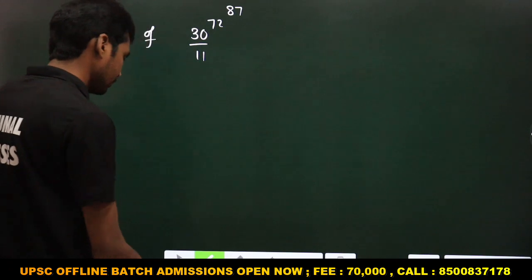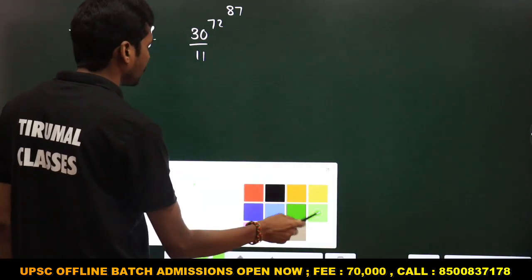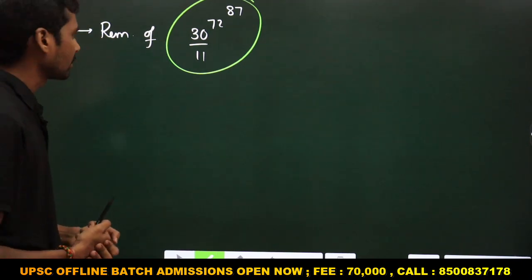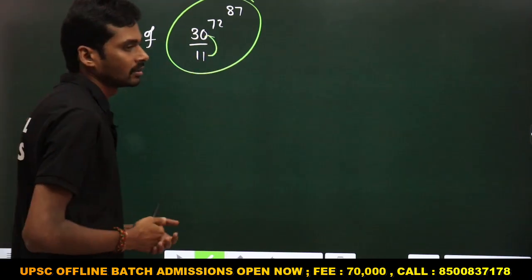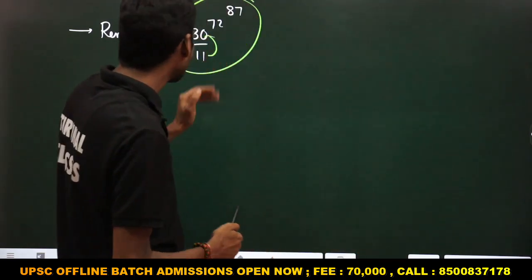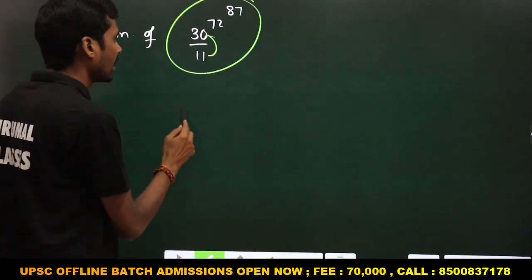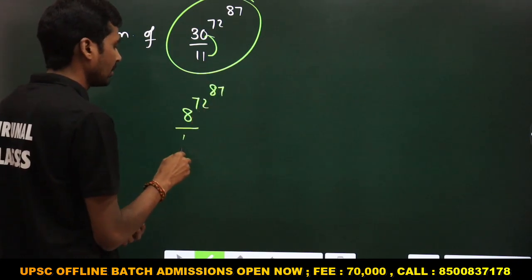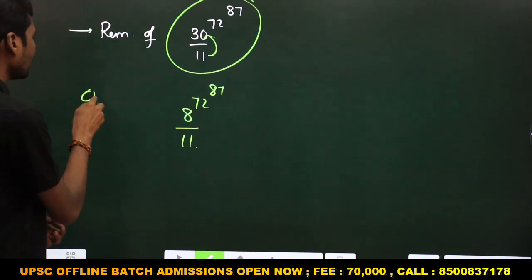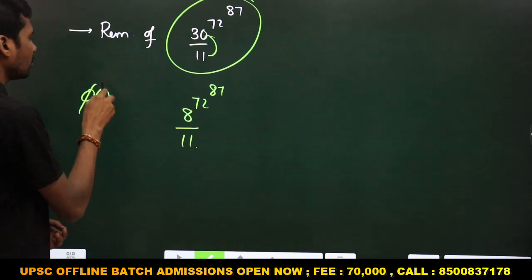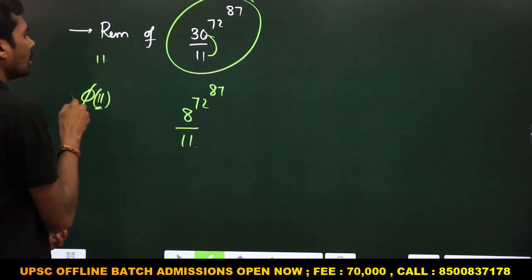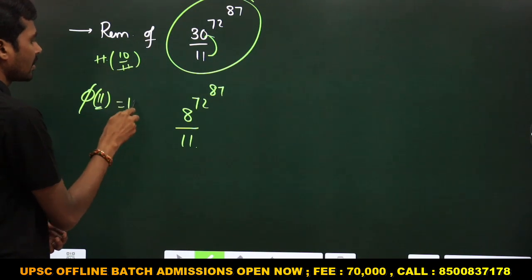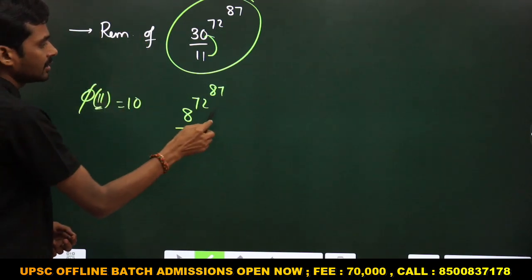So what is the next problem? The next problem is 30 to the power of 72 to the power of 87 divided by 11. First you take 30 by 11. 11 2s are 22, remainder is 8. So 8 to the power of 72 to the power of 87 divided by 11. What is the totient of 11? 11 is a prime number itself, so 11 into 1 minus 1 by 11, which is 10 by 11. The 11s get cancelled. So phi of 11 is 10. You divide this number with 10.